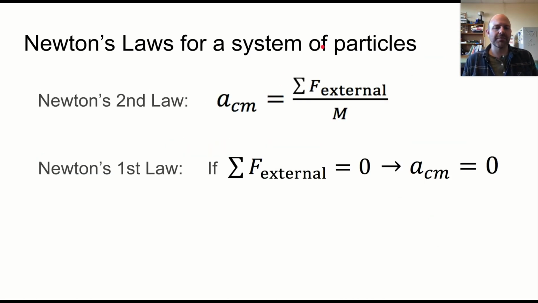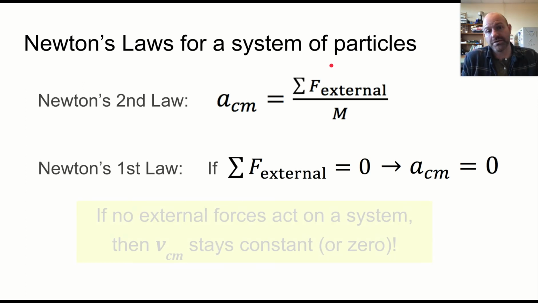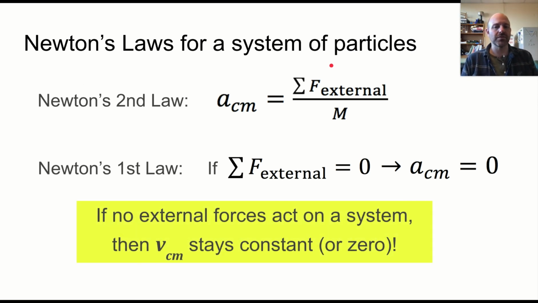So Newton's laws for a system of particles then says the acceleration of the center of mass is the net force external to the system divided by the total mass. And if net external force is zero, then the acceleration of the center of mass is zero. Nothing is new there. That's just a restatement of Newton's first and second laws. But just being specific that we're not talking about an individual object, that's all connected. We're talking about a bunch of particles. If no net external forces act on a system, then V, the velocity of the center of mass, will stay constant, which means it could stay at rest, or if it was already moving, it will keep going.